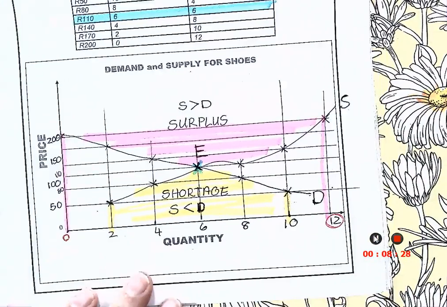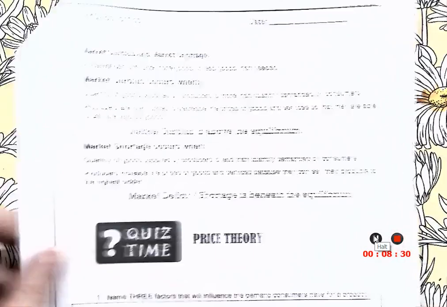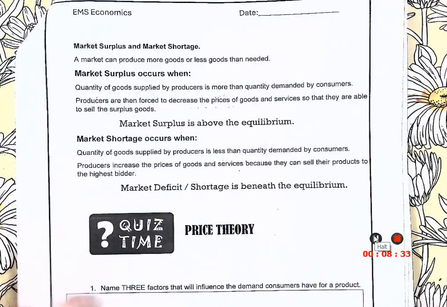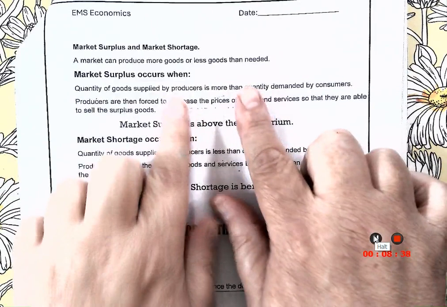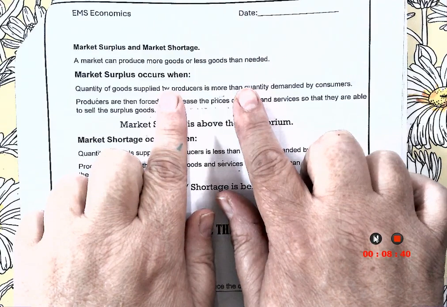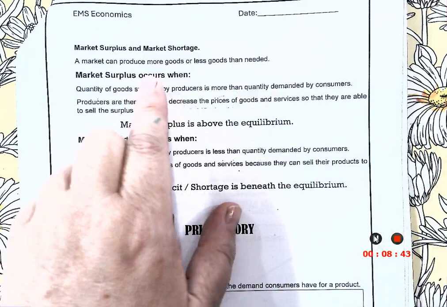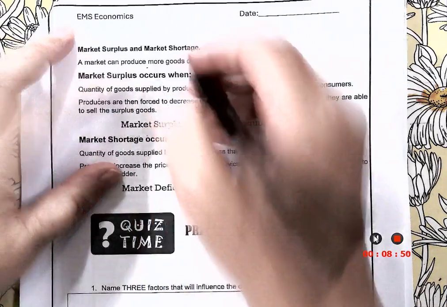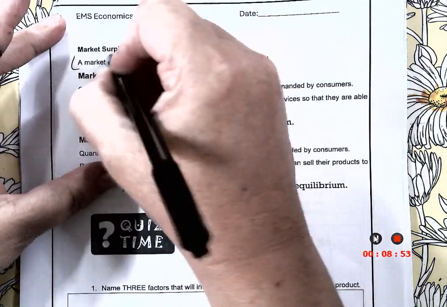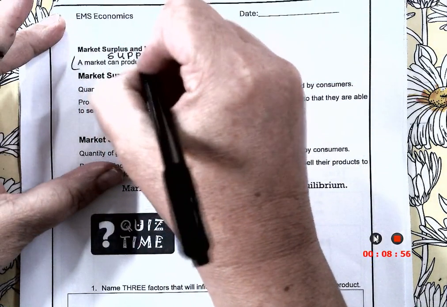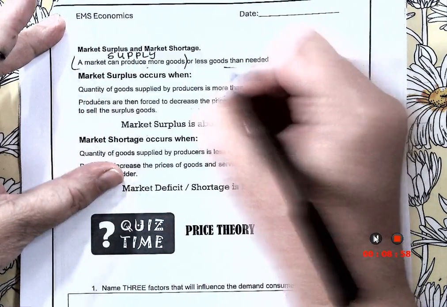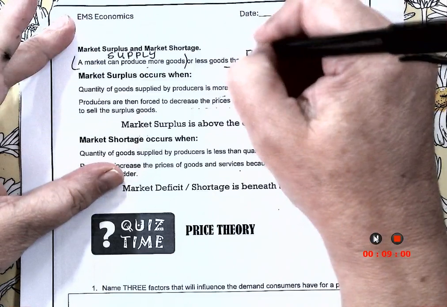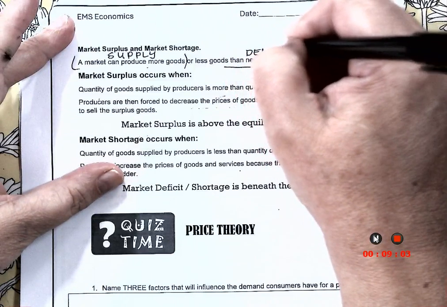So here is just the words of what we did. A market can produce more or less goods than needed. Please listen to the words I'm using. The market can produce more goods, so here they're talking about supply, than needed, which would be demand. Can you see the difference?